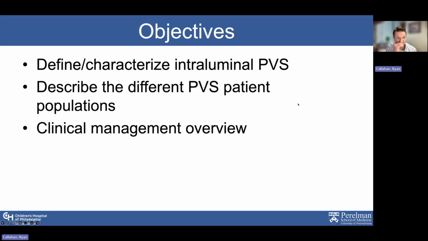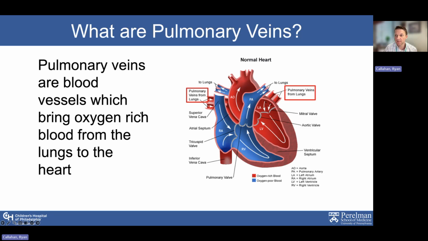No disclosures for this. So we're going to define and characterize what we mean when we say PVS, specifically intraluminal PVS. Describe the different PVS patient populations and the clinical management overview. And this is just to try to give you a sense of how we think about this disease and why we're collecting the certain variables that we're collecting.